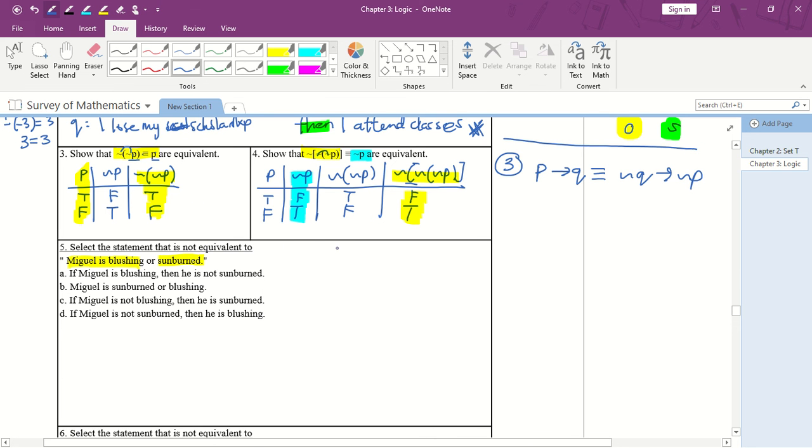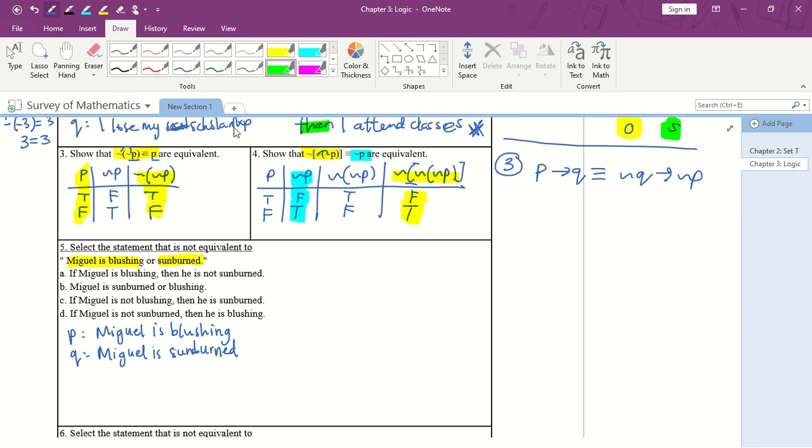So we can write here, P is Miguel is blushing. Q, Miguel is sunburned. Okay, now we need to identify the A, B, C, D, and we need to select the statement that is not equivalent to this one. So now look at this one.